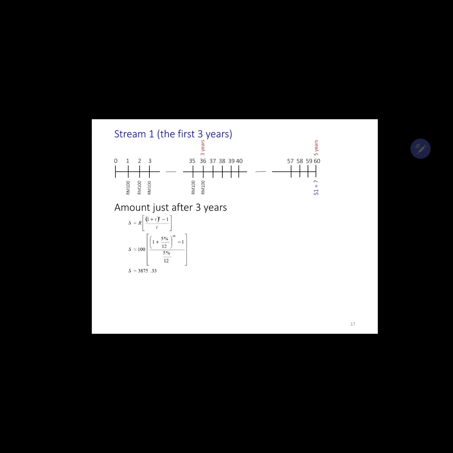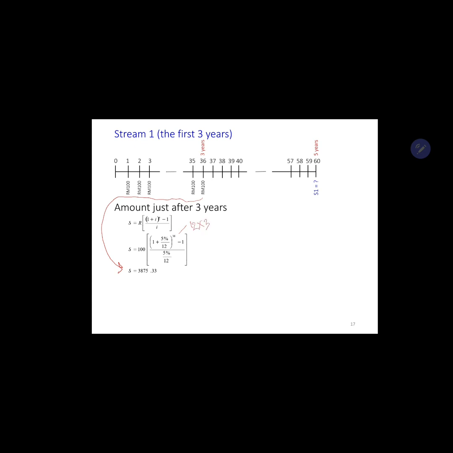Okay, so here what we need to do is we need to divide our timeline into two parts or two streams. Okay, so we calculate the first stream first. Okay, so for the first 3 years, amount after 3 years, okay, so what we need to do is we want to calculate up until this one. Okay, our 3 years. So we substitute our R is 100. Our K here is 5% compounded monthly. Okay, so your N is 12 times with 3 years.